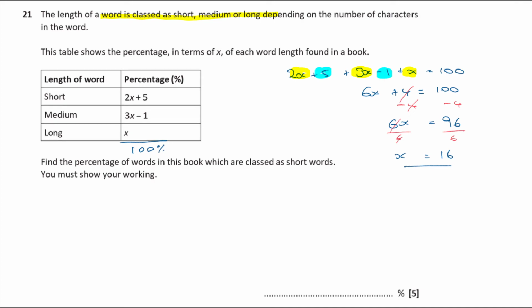So what do we want? We want to find the percentage of words in the book which are classed as short words. So short words is going to be equal to 2x plus 5, but we just found that x is 16, so it's 2 lots of 16 plus 5. 2 lots of 16 is 32, plus 5, that is 37. So I make that 37%.